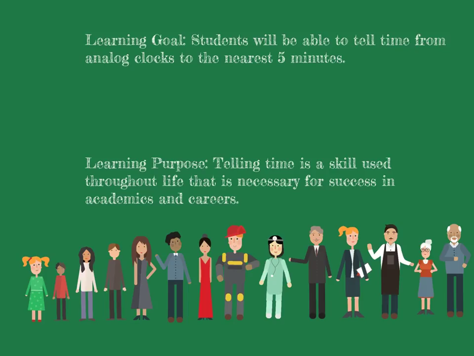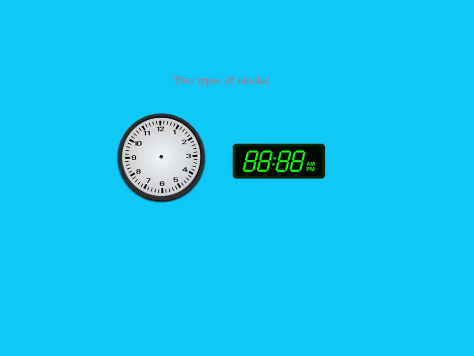Our goals for this class are that the students will be able to tell time from analog clocks to the nearest 5 minutes, which means that we'll focus on analog clocks. And the learning purpose behind this is that telling time is a skill used throughout life that is necessary for success in academics and careers. We'll be learning skills that are useful for the rest of the children's lives today. And so it's very important that you pay attention as we move forward.